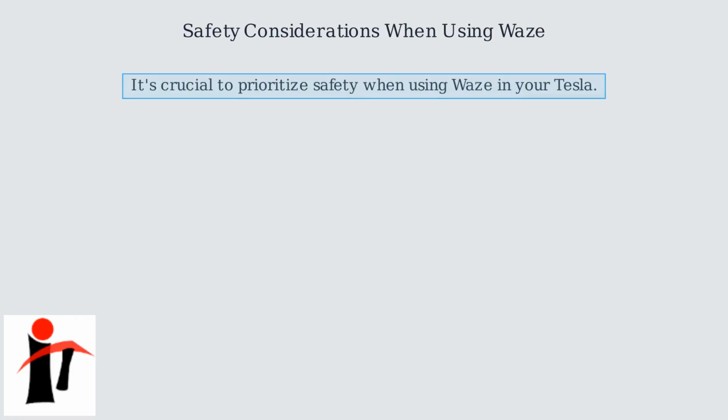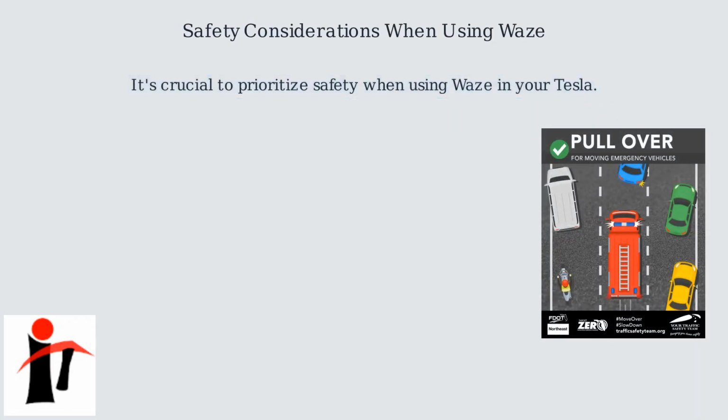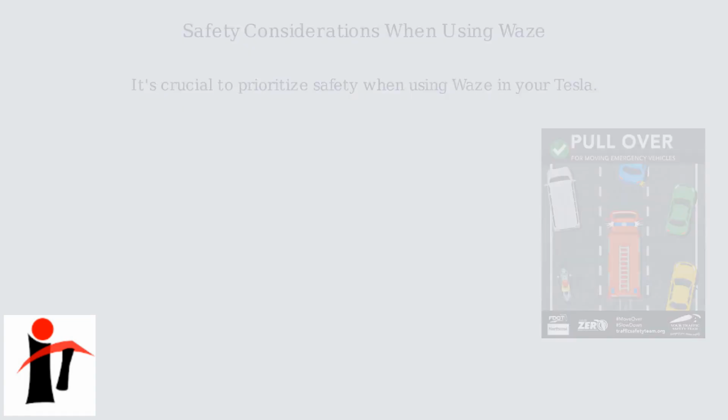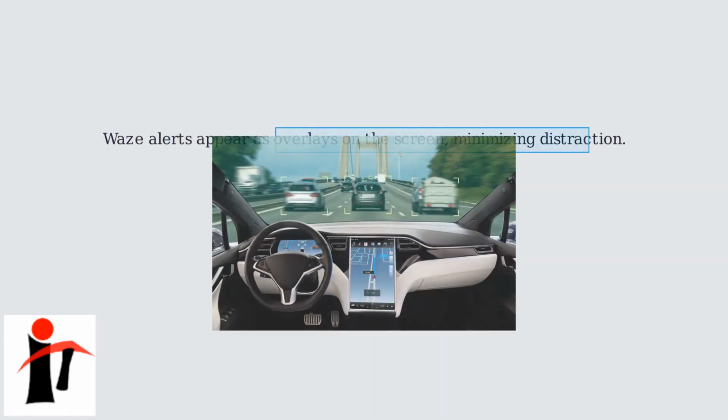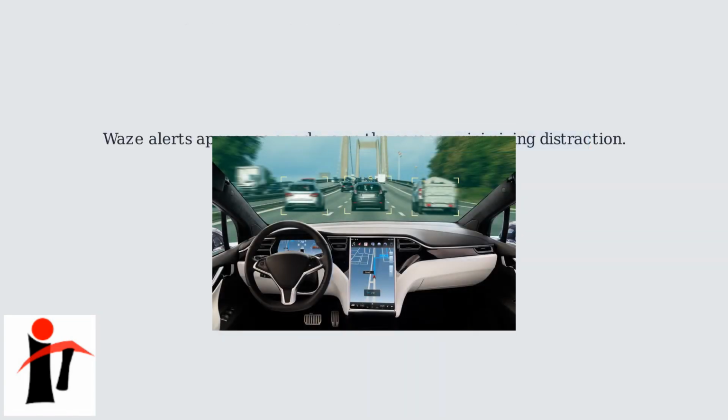Safety is paramount when using Waze in your Tesla Model 3. Always prioritize safe driving practices to avoid distractions and potential accidents. Waze is designed to integrate safely with your Tesla's interface. Alerts display as non-intrusive overlays on the touchscreen, allowing you to stay aware of traffic conditions without taking your eyes off the road for long periods.